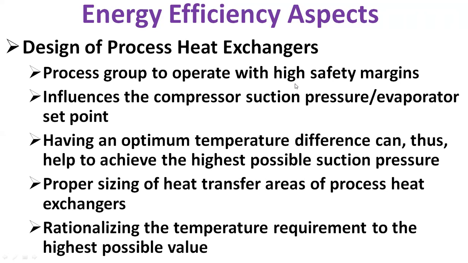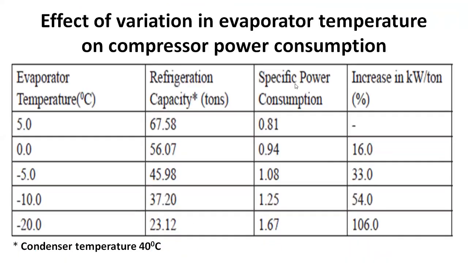So a 1 degree centigrade rise in evaporator temperature can help save almost 3% on power consumption. That's the thing. So if you see the effect of variation in evaporator temperature on compressor power consumption, given a condenser temperature of 40 degrees centigrade, towards rationalizing heat transfer areas, the heat transfer coefficient on the refrigerant side can be considered a range from 1400 to 2800 watts per meter square degrees centigrade.